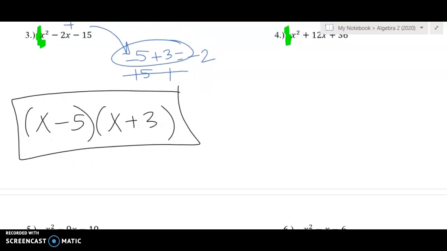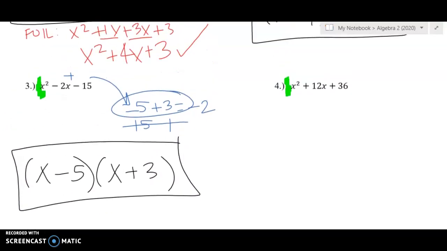Okay, the next one, number 4, what multiplies to 36 and adds to 12? Okay, here we go. What multiplies to 36? 36 and 1, 18 times 2, 12 times 3, 9 times 4. And I think that's all of our options. Oh no, I'm missing 6 times 6. Now, there's all of my options.